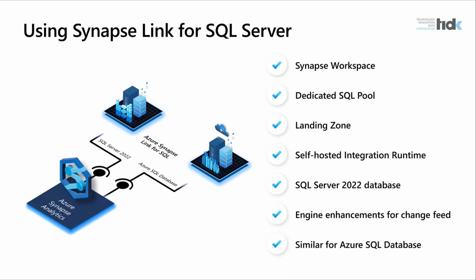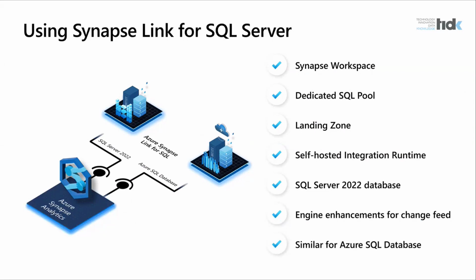Of course, to have the connection between on-prem and cloud, we need to have a self-hosted integration runtime configured. Of course, if we are thinking about production, then we should have at least two self-hosted integration runtimes and so on. But for the purpose of this demo, I will have just one machine created and one service created.